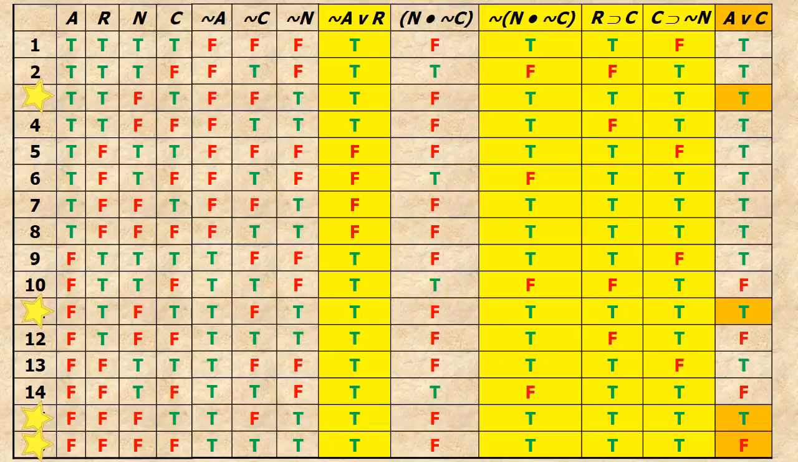I've highlighted the columns with the premises in yellow, and over in the orange I pointed out each of the rows that had all true premises. And notice we found right at the bottom an invalidating row, one that I've just marked with a star here. Row number 16 is the one that proves the argument is not valid.